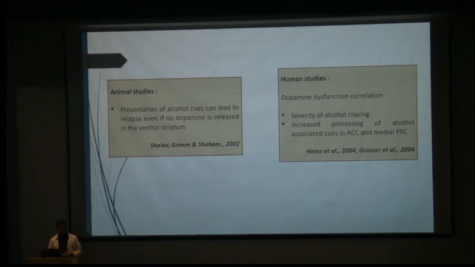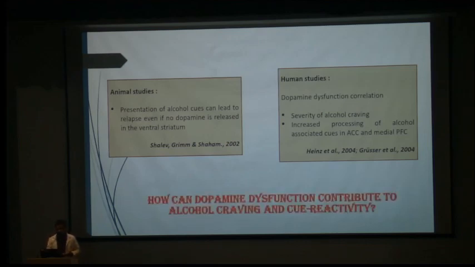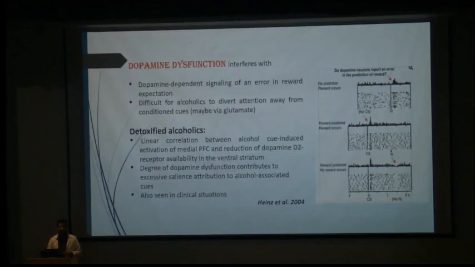And also in animal studies, they found that craving existed even when no dopamine was released in the ventral striatum. So then how can dopamine dysfunction contribute to alcohol craving and cue reactivity alone? The answer was dopamine-dependent signaling of an error in reward expectation. Now reward expectation is glutamate driven. So what people with alcohol dependence have is that they are unable to divert their attention away from conditioned cues which motivate them to consume alcohol.